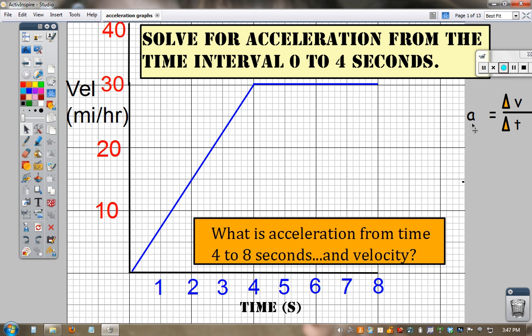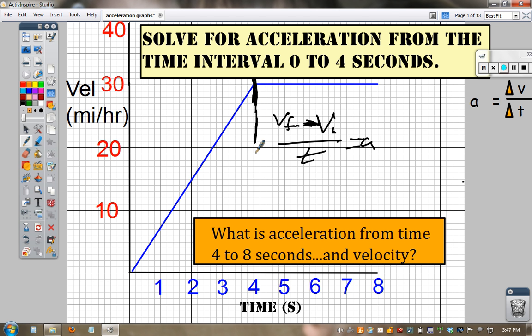So using your formula, V final minus V initial over time equals acceleration. Solve for the acceleration from 0 to 4 seconds.